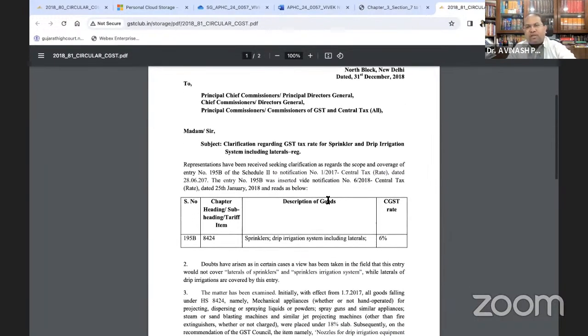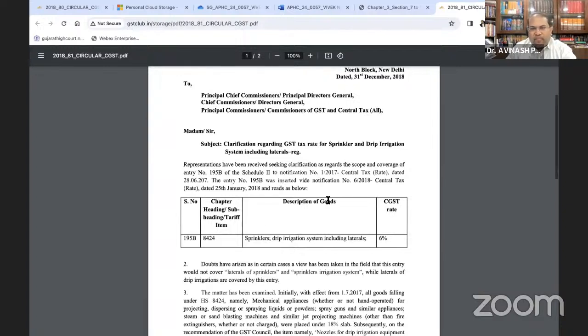It says clarification regarding GST rate for sprinkler and drip irrigation system, including the laterals. Representations have been received seeking clarifications as regards the scope and coverage of entry number 195 capital B of Schedule 2 of Notification number 1 of 2017 Central Tax dated 28th June 2017. The entry number 195 capital B was inserted vide Notification number 6 of 2018 dated 25th January 2018 and reads as under.